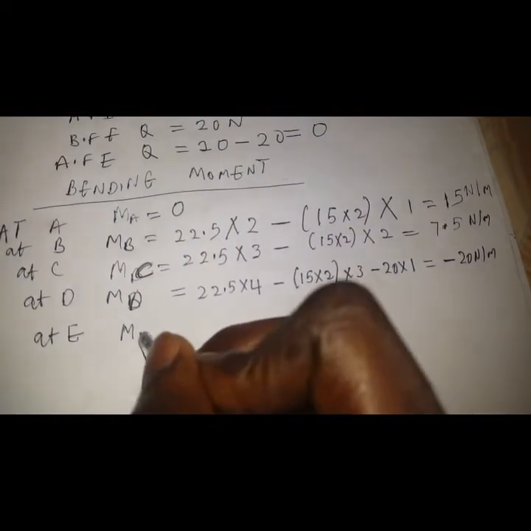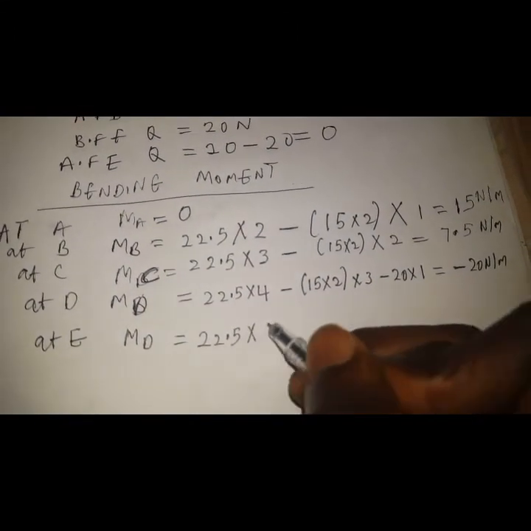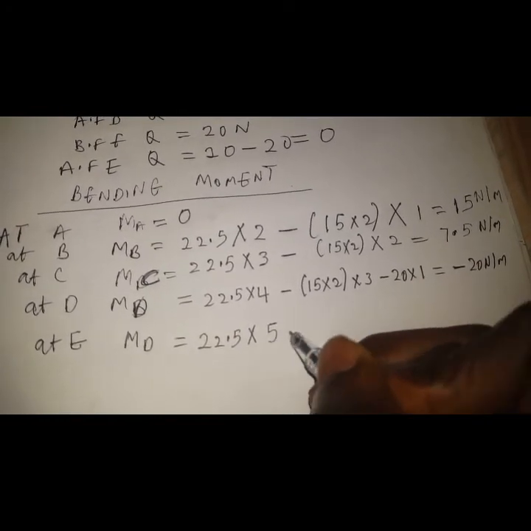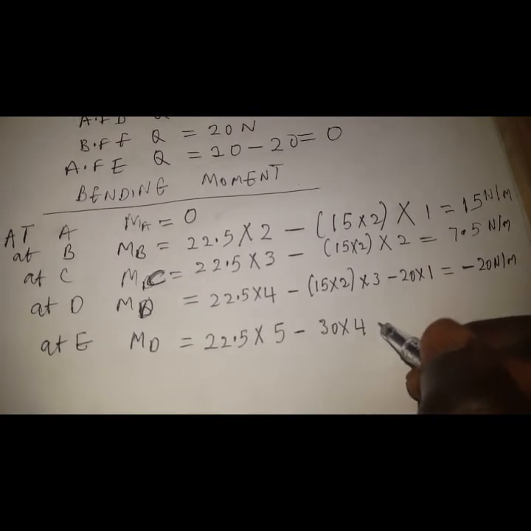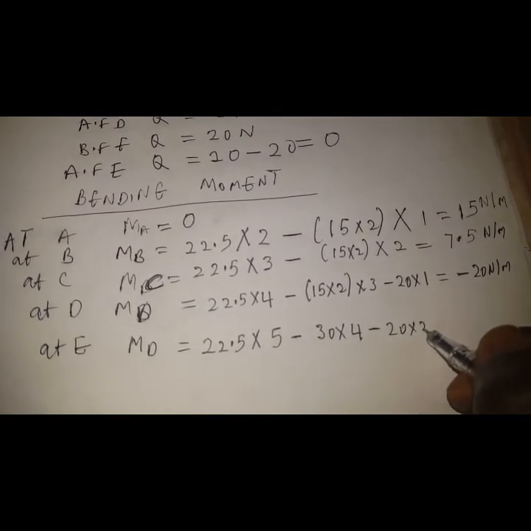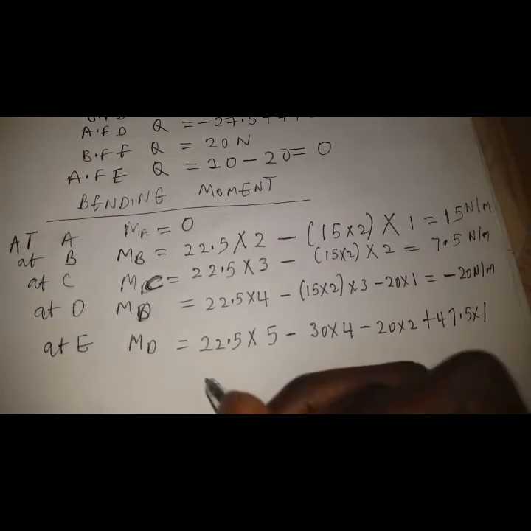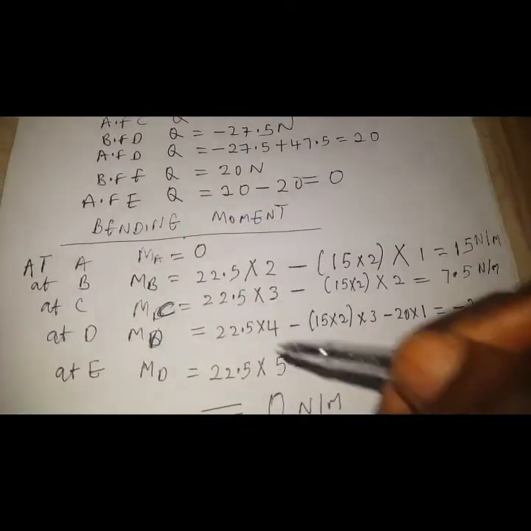So bending moment at E will be equal to 22.5, which is the force times the distance from A to E, which is 5. Then minus 15 times 2, which is 30, times 4. Then minus 20 times 2. Then plus 47.5 times 1, which will give us 0 Newton per meter. So we start at 0, we end at 0.